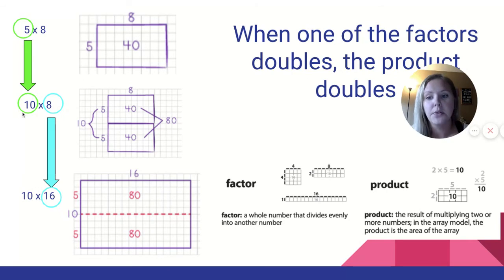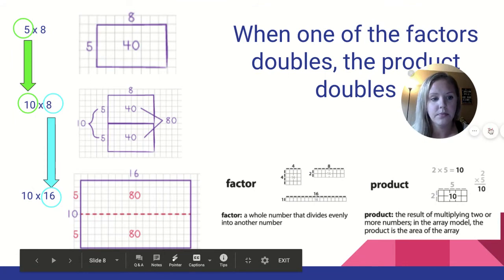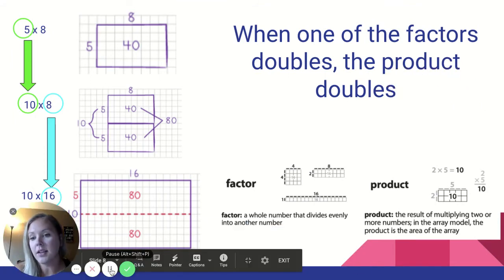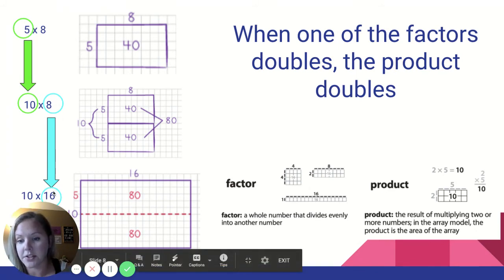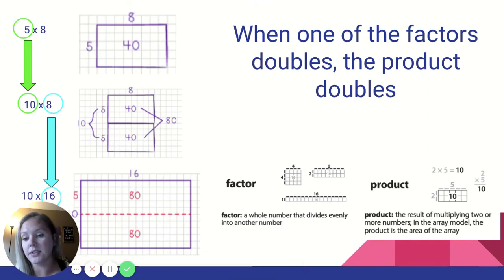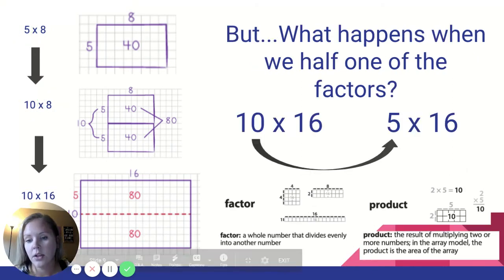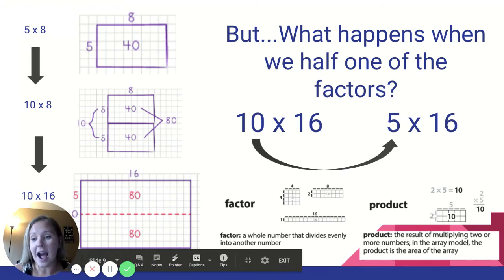And the same thing worked when we went from 10 times 8 to 10 times 16. The answer to 10 times 8 is 80, and the answer to 10 times 16 is 160. So what was happening is the answer is doubling along with one of the factors in the problem. This is an important pattern to notice because you started with a simple equation like 5 times 8, and you were able to use that to work your way up to a problem like 10 times 16, which is a little bit more complicated. So now let's think about what happens when the opposite happens.